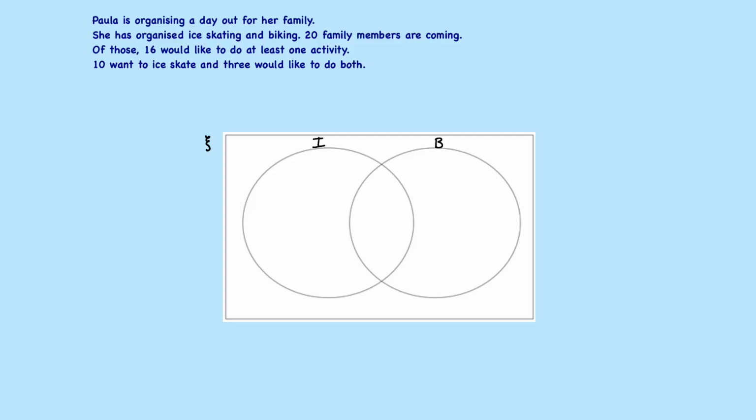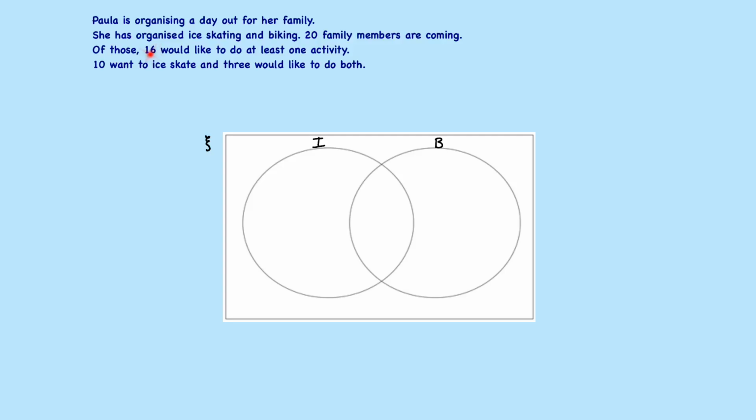Now, in this example, we've been given some information and we have to fill in the Venn diagram. So Paula is organising a day out for her family. She's organised ice skating and biking. We know that 20 family members are coming. Of those, 16 would like to do at least one activity. 10 want to ice skate and 3 would like to do both.